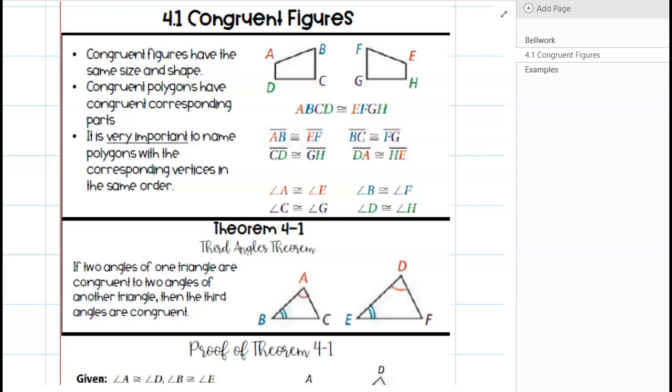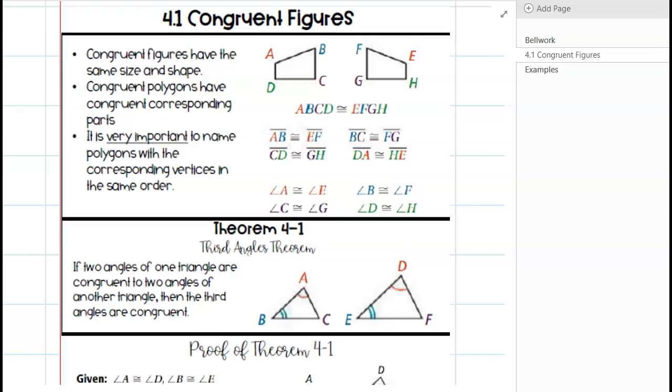Now, when we focus more specifically on congruent polygons, what's neat about these is they have congruent corresponding parts. What that means is if you were to lay these two quadrilaterals on top of each other, so they lay exactly, you flip this one over to the right, the angles that match up, angle B and angle F, are congruent. They have the same measure. Angle A and E have the same measure. Angle D and H have the same measure. Angle C and G have the same measure.